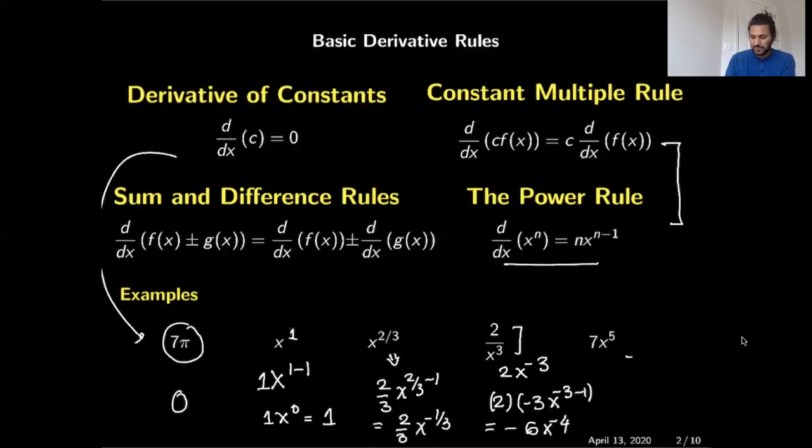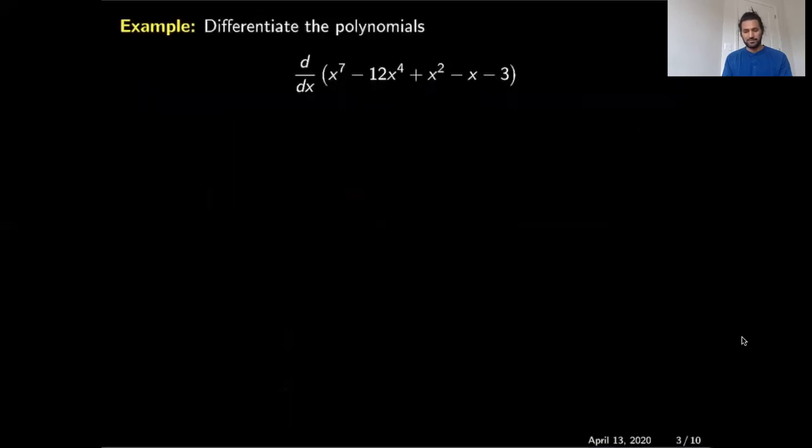And here also I will use the constant multiple rule and the power rule, and it says the constant will multiply with the power and we will take 1 from the power. So this is 35x to the power 4. So these are a few examples of calculating the derivative using the constant rule, constant multiple rule, and power rule. Now we will use the sum and difference rules and calculate the derivative of polynomials in the next example.